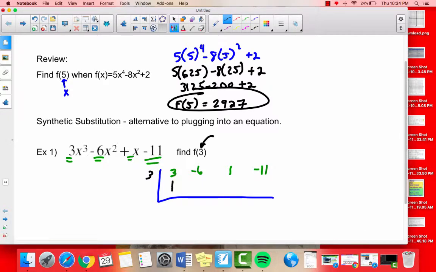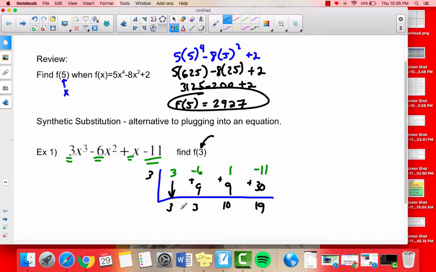You're going to bring down that first number, so in this case it's a 3, and then it's just multiplication and addition. 3 times 3 is 9. When I add those together, I get 3 again. Then I multiply. 3 times 3 is 9 again. Add 1 plus 9 and I get 10. And then 3 times 10 is 30. Add those together and I get positive 19.